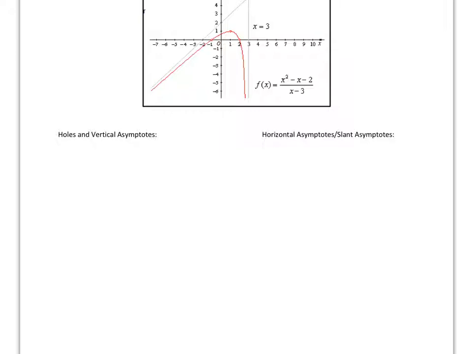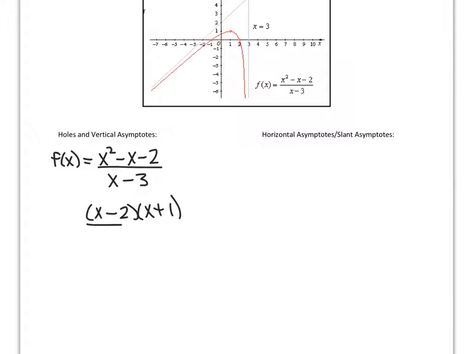So the first thing that we're going to do is I'm actually just going to rewrite the function. Okay, and now I'm going to factor the numerator. Okay, since it looks like I can't cross anything out, it looks like there are no holes.